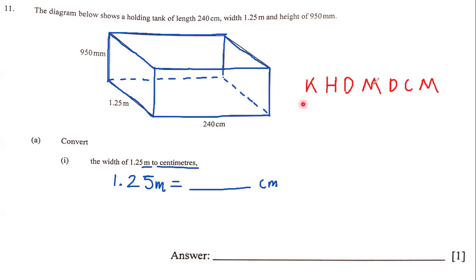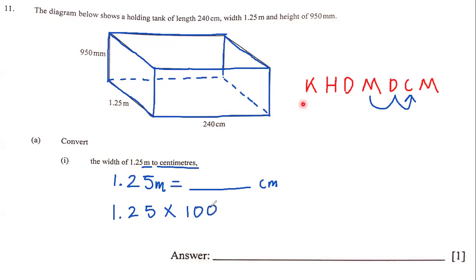All right, so we're going to move from meters to centimeters. Meters to centimeters, that's going to be what? From here to here, how many times did I move over? Twice. I move over twice. Since I move over twice, that means I have to multiply by 100. So 1.25 multiplied by 100.